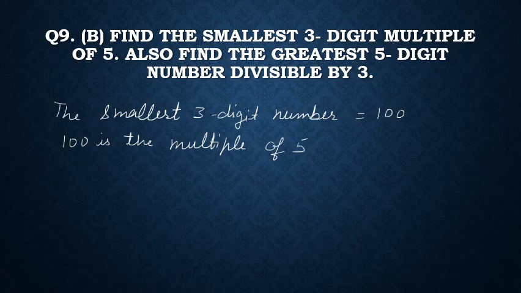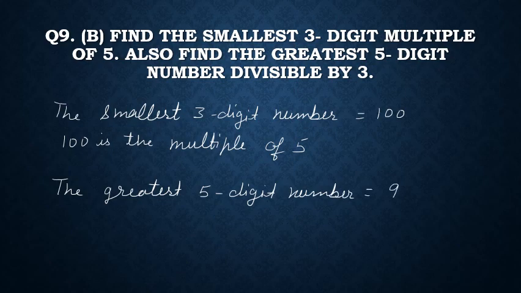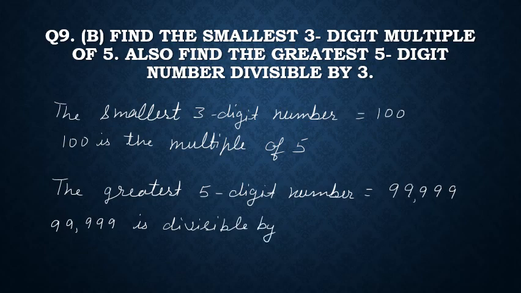Now the next question is, also find the greatest 5-digit number. So first of all we'll write the greatest 5-digit number. The greatest 5-digit number is 99,999, and this number 99,999 is divisible by 3.